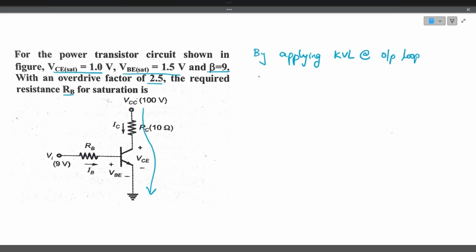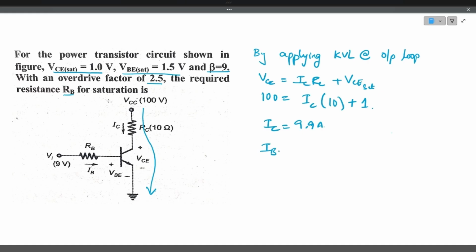we will get VCC is equal to IC RC plus VCE. So VCC is 100 volts. The collector current is not known. Collector resistance is 10 ohms. VCE saturation is given as 1 volt. So from this, the collector current IC is equal to 9.9 amps. Now the base current can be calculated like this: the collector saturation current divided by beta. That is 9.9 divided by 9, which is equal to 1.1 amps.